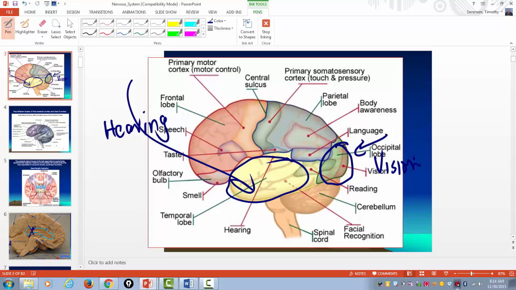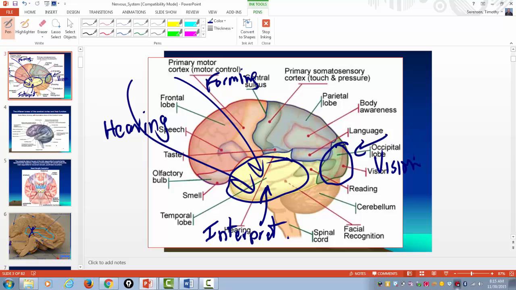Also, the temporal lobe interprets what you see. So you form pictures in the occipital lobe, but in the temporal lobe you interpret what you see. So damage to the temporal lobe can result in hearing loss and the inability to interpret what you're seeing. Also, this is important, the temporal lobe is involved in forming long-term memory.